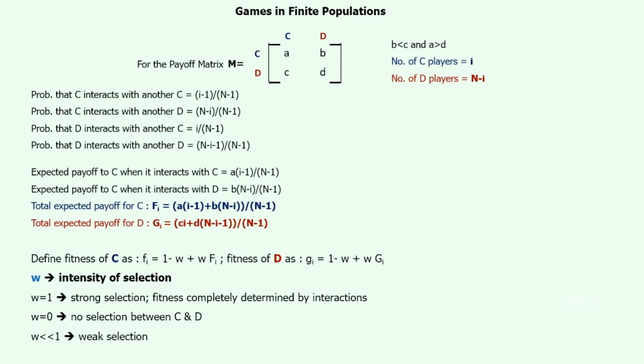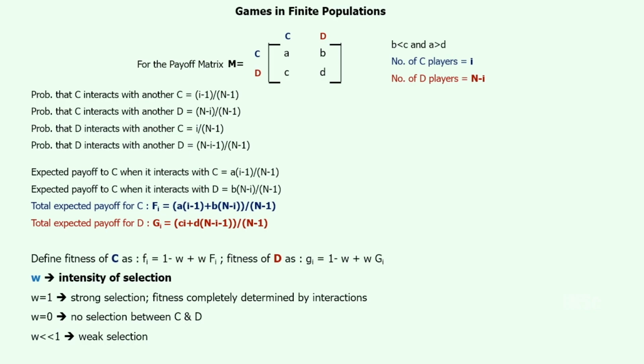And similarly, you can calculate the same thing for the focal D player, and this is the expression that appears. So now this is a payoff. This results only from interactions with other players in the population. But there can be an intrinsic fitness associated with an individual, which has not been taken into account.